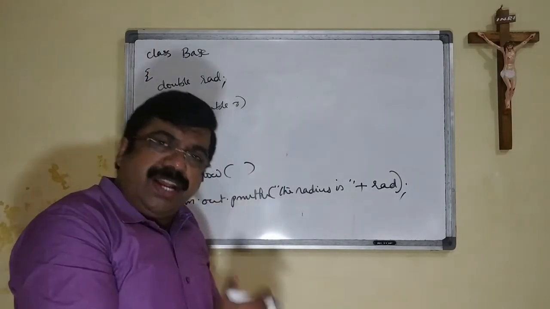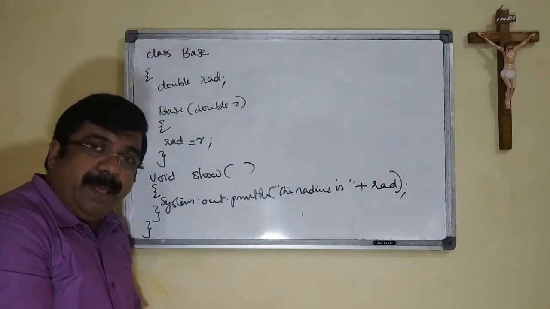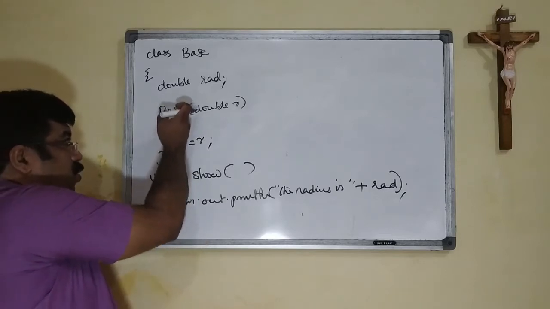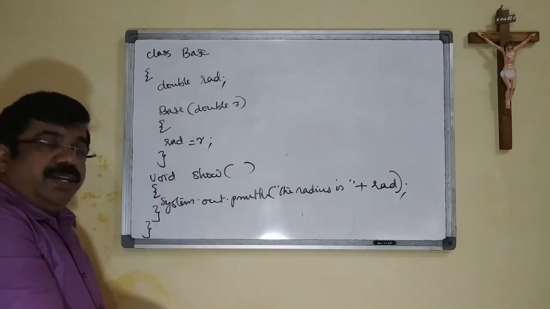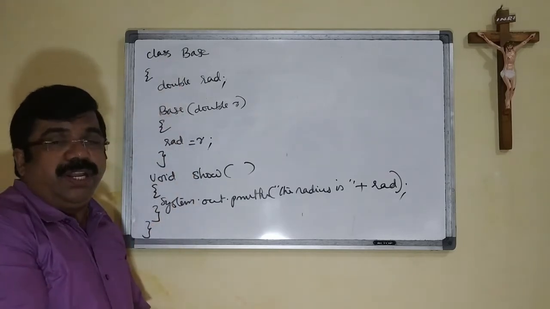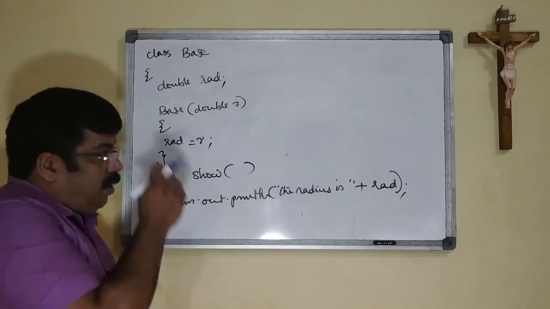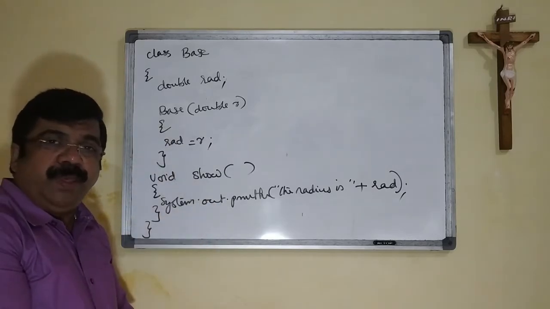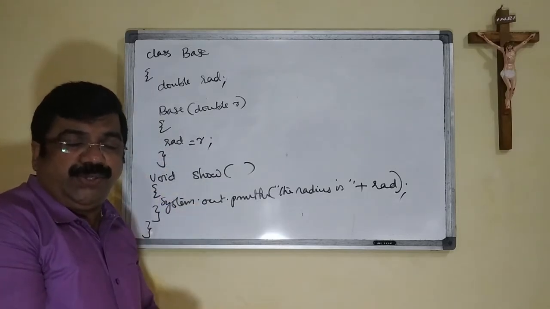So this is the second class having one data member, the radius. Second one is the constructor, then the show one, as well as the ending of the class. Compile it and then proceed to the derived class.